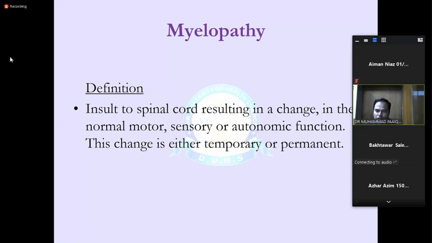So there are two important definitions related with spinal injury. One is radiculopathy and the other one is myelopathy. Myelopathy is the clinical presentation secondary to the spinal cord pathology, while the clinical presentation of a nerve root pathology is called radiculopathy. So we say pathology of the spinal cord. The pathology of the spinal cord may occur in different ways. It may be secondary to trauma. This is called traumatic myelopathy.